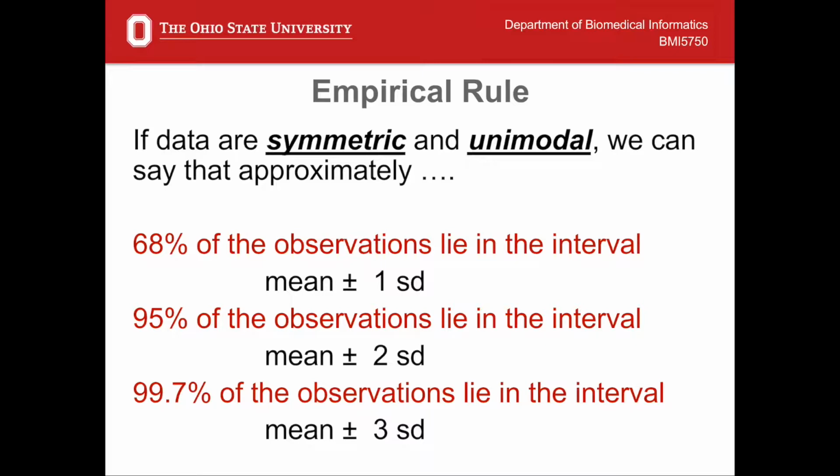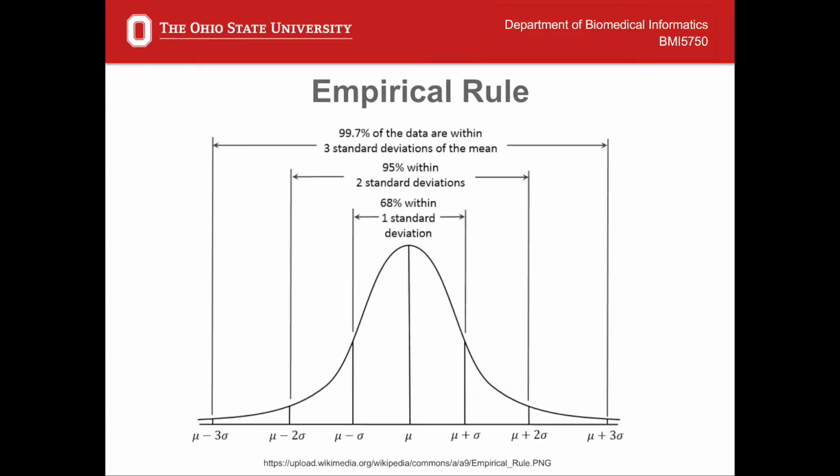Actually, it is true for most cases. It is called the empirical rule. If the data is symmetric and unimodal, we can say that approximately 68% of the observations lie in the interval centered at the mean plus or minus 1 standard deviation. 95% of observations lie in the interval mean plus or minus 2 standard deviations, and 99.7% of the observations lie in the interval mean plus or minus 3 standard deviations.